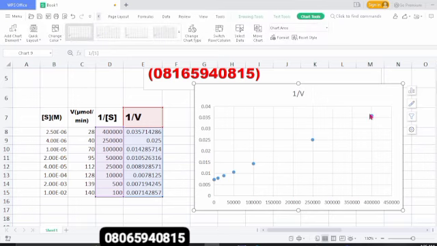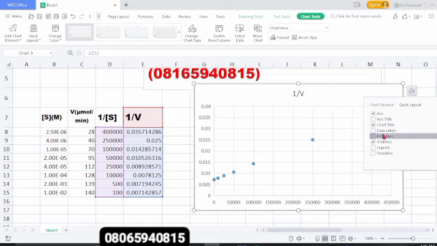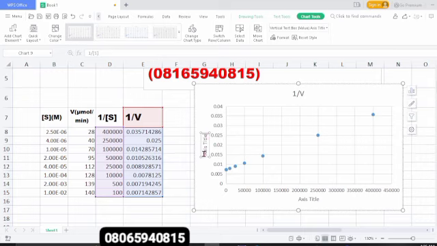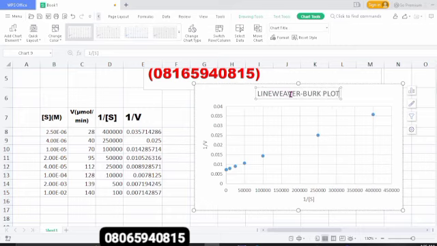First, let us clean up the axis. You have this on the right hand side of the graph. You're going to title your axis. For the y-axis, we know this is 1 over v, so we're going to label it 1 over v. For the x-axis, we also know that this is 1 over substrate concentration, so we're going to label that appropriately. And then for the title of the graph, we know what it is too. This is the Lineweaver-Burk plot, and there you have it.